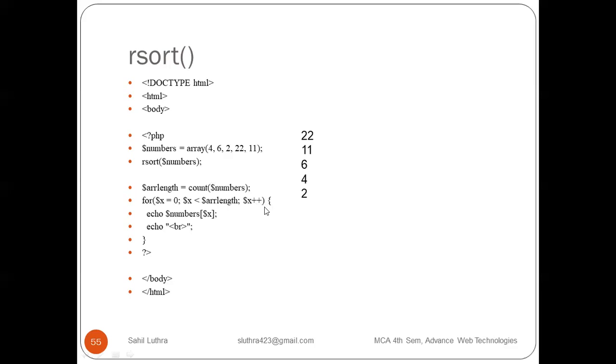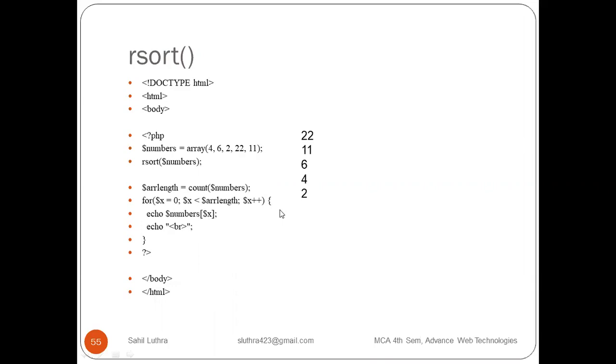Next, we are using curly braces, and we are going to print the values which are in our number. So here echo dollar number with dollar x as the index, because here we are using x, and at last we are using a break tag. What does it mean? It means that our values will not come in a single line, they will come line by line. After that, the curly braces close, and our PHP section will be closed with the question mark and greater than sign.